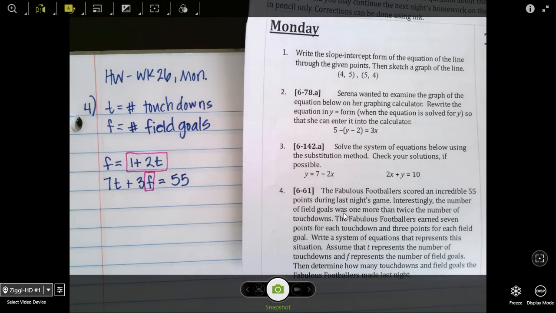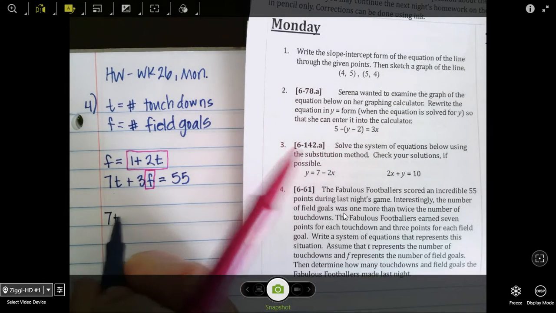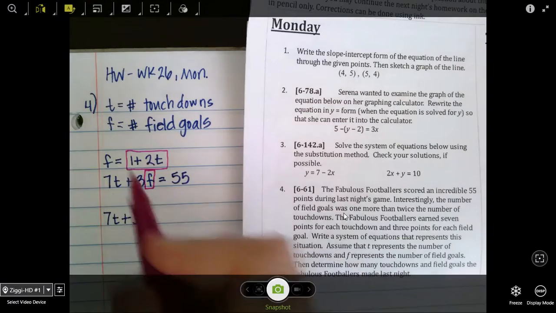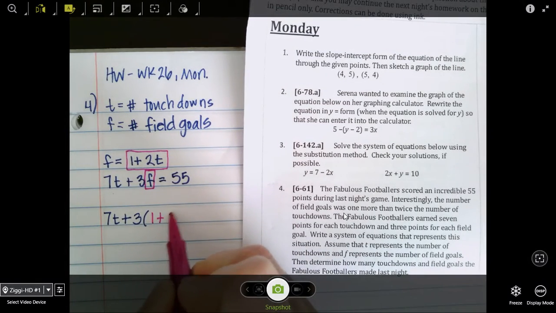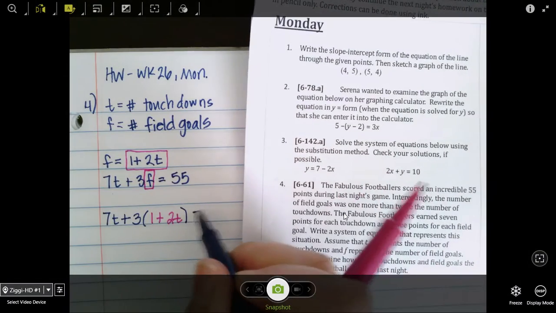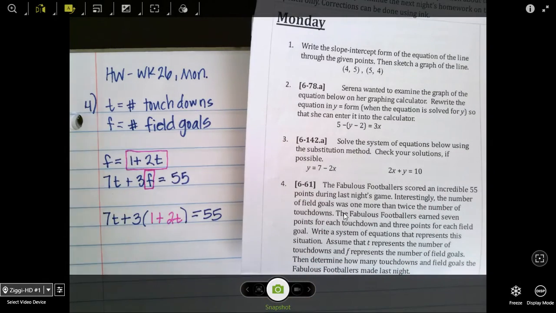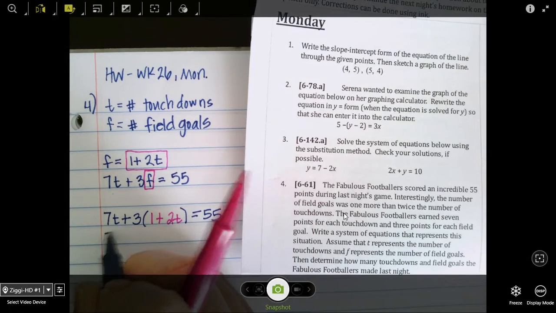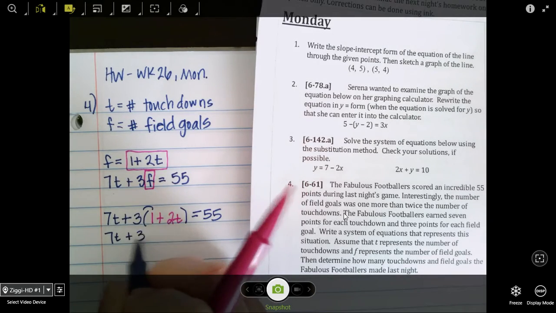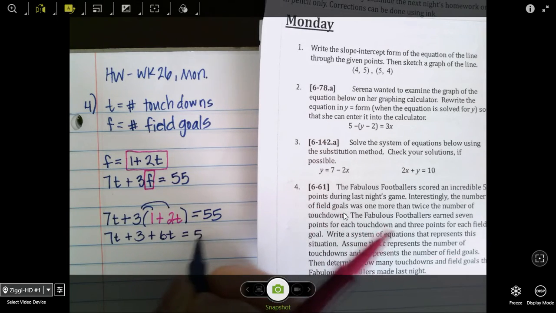That's what I'm going to write on the next line. I'm taking this second equation and rewriting it, but instead of writing 3 times F, I'm going to write 3 times 1 plus 2t. As you know, that's what we discovered from the other equation. And now we can solve for t. We've eliminated one of the variables, so let's solve for t. 7t, and then we distribute the 3. So 3 times 1 is 3, and 3 times 2t is 6t, equals 55.